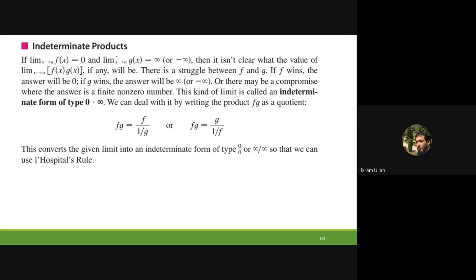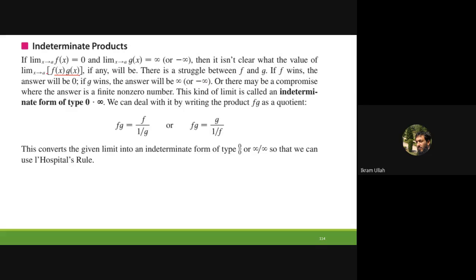Another indeterminate form is the product. If the limit as x approaches a of f of x is equal to 0, and the limit as x approaches a of g of x is equal to infinity or minus infinity, then it is not clear what the value of the limit of f of x times g of x is when x approaches some finite value. There is a struggle between f and g. If f wins, then the answer will be 0. If g wins, the answer will be infinity or minus infinity.